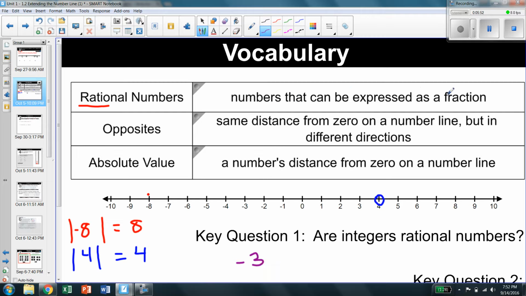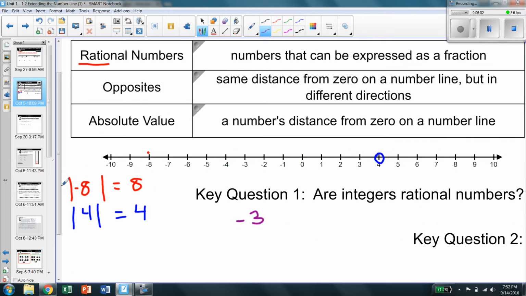Anything that can be turned into a fraction or expressed as a fraction is a rational number. Can I write -3 as a fraction? I know from previous years in math that whenever I have a number that's not written as a fraction, I can usually just put it over 1 and it's a fraction. In this case, yeah. -3 divided by 1, same thing, same value. Yes, that is a rational number. So integers are rational numbers.